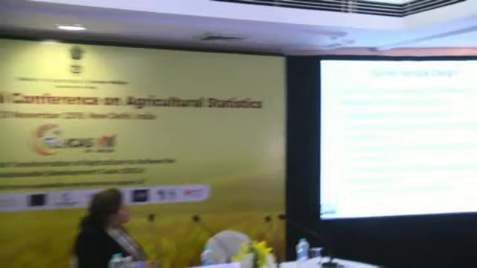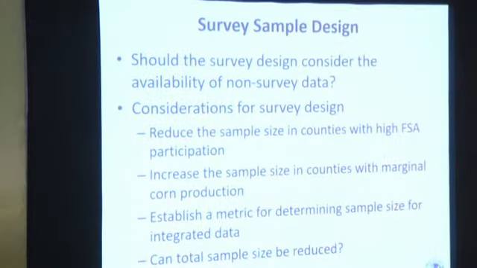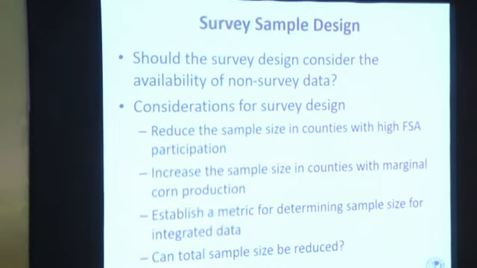So in designing the survey going forward, we're getting ready to implement the models for the 2020 crop season. Going forward, should the survey design consider the availability of non-survey data? Should we reduce the sample size in counties with high FSA participation and increase it in the states or counties with marginal corn production? Should we establish a metric for determining a sample size for integrated data? Yes, we should, but what should that metric be?